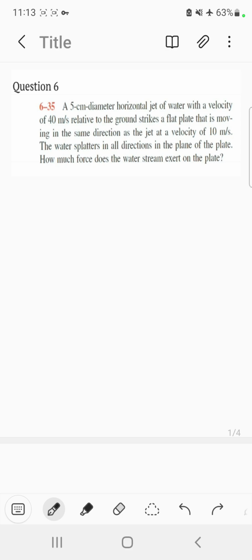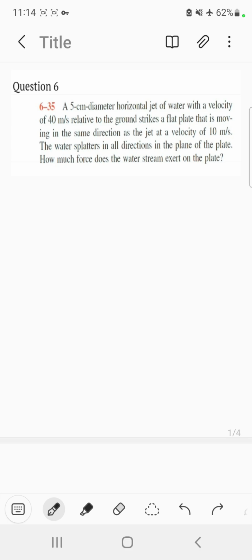Today, inshallah, I'm going to solve question 6 for analyzing and lecture 7 for fluid power fundamentals. The question says, a 5 centimeter diameter horizontal jet of water with a velocity of 40 meter per second relative to the ground strikes a flat plate that is moving in the same direction as the jet at velocity of 10 meter per second. The water splatters in all directions in the plane of the plate. How much force does the water stream exert on the plate?